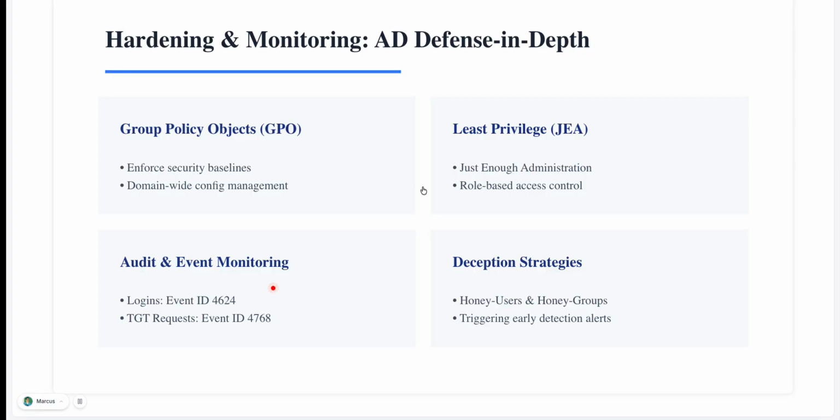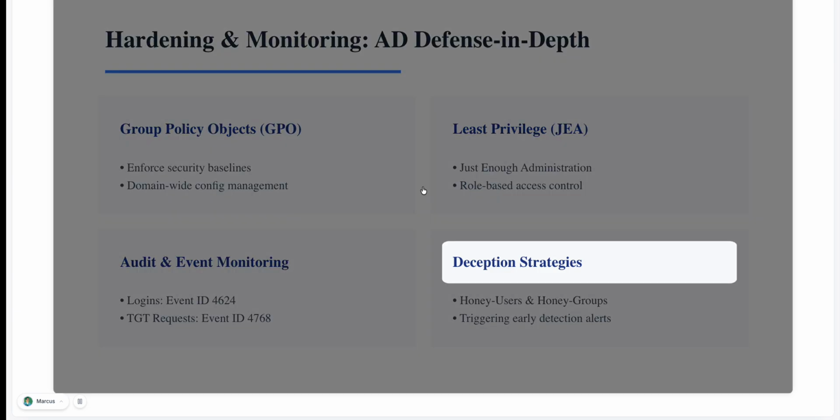But hardening isn't enough. We must monitor. Pay close attention to these event IDs, 4624 for logins and 4768 for Kerberos TGT requests. If you see a surge in 4768 events from a non-admin workstation, you might be looking at a golden ticket attack in progress.